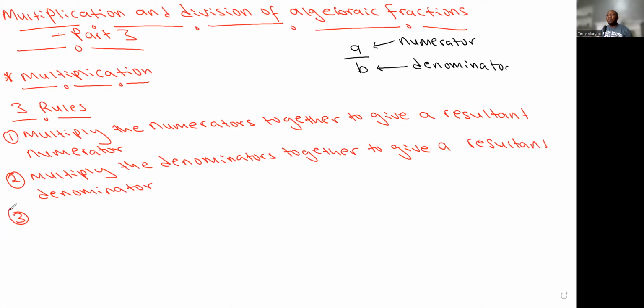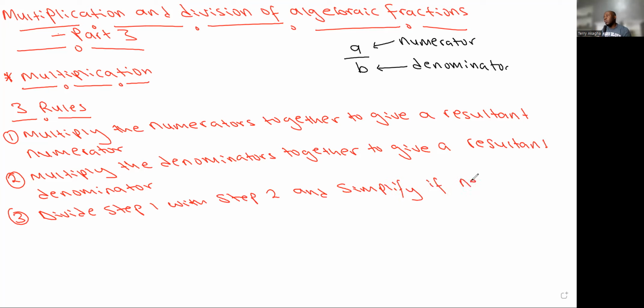Then after that, you divide the answer you get from step 1 by the answer you get from step 2, and you simplify if necessary or if needed. So we have this now.